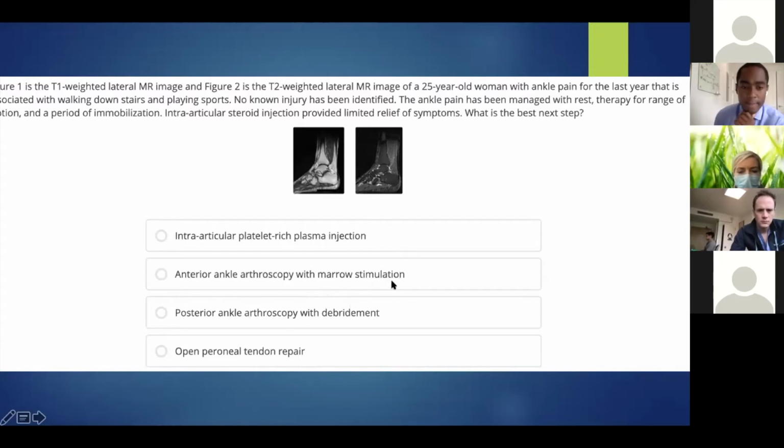Anthony, what's marrow stimulation? Do you know what they're talking about here? So that's basically like microfracture? Yes. So when would you do that? If there were an OCD, I would think about doing microfracture. Right. Do you see an OCD here? No. So then what's that leading you to do? That would lead me to do a posterior scope with a debridement and try to remove that little piece. Yes, exactly. And people do that. It's not as common, but it is something that's done.